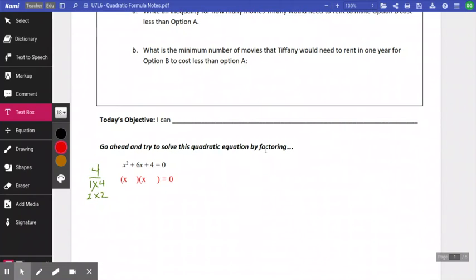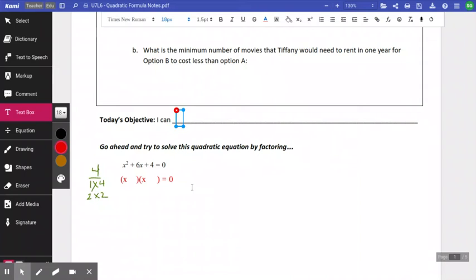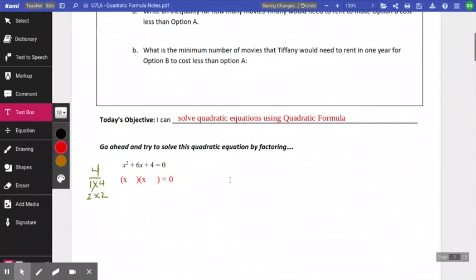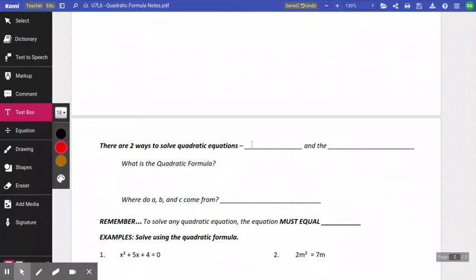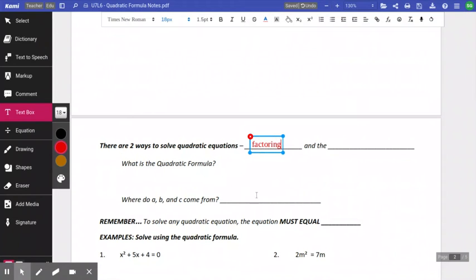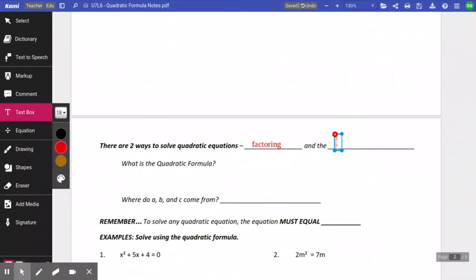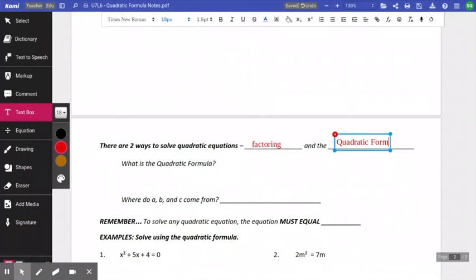The first way we learned how to solve quadratic equations is by factoring. The second way, the way we're learning today, is how you solve quadratic equations using the quadratic formula. So there are 2 ways we're going to focus on in this class for solving quadratic equations. One is by factoring. The second way is the quadratic formula.